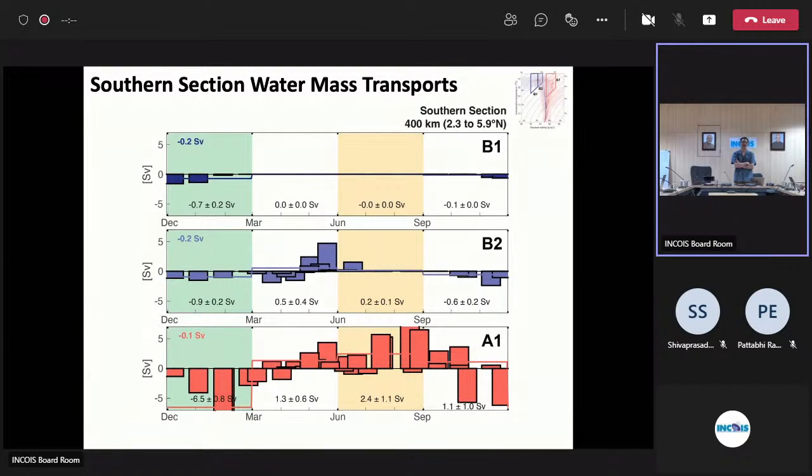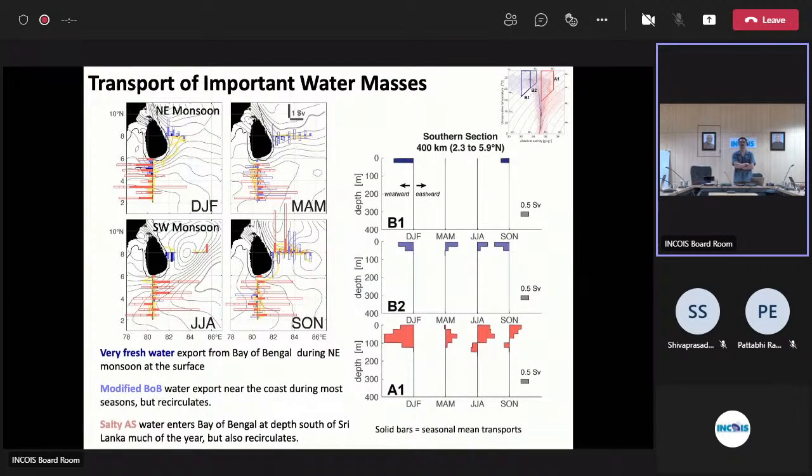But that gives you a clearer idea of where the different water masses are going. It's probably a better measure of this than the freshwater transport is. Apologies for mixing my north and south and east and west there.